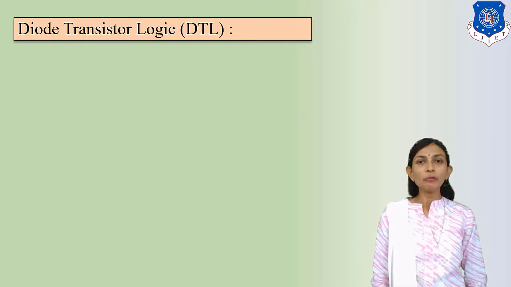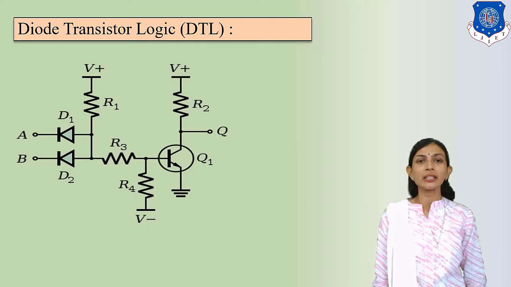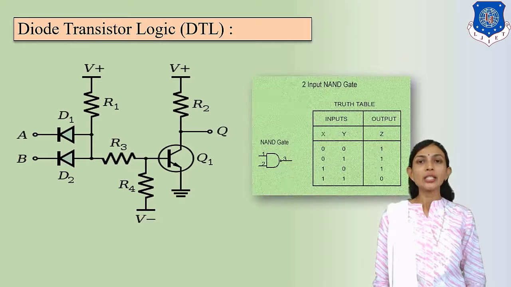Now let's study the second logic family, one of the most important logic families, that is DTL. The full form of DTL is diode transistor logic. According to the name, the circuit diagram will be designed using diodes and transistors. So look at this, this is the circuit diagram of DTL, and as per the input and output of this circuit design, it is the realization of the truth table of NAND gate. So this is the truth table of NAND gate.